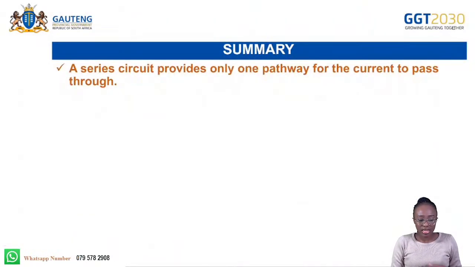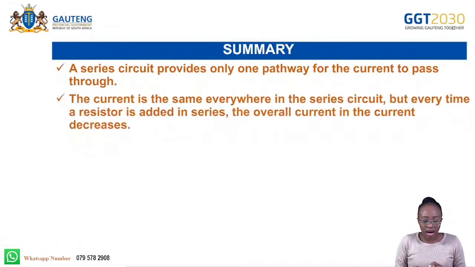We learned that a series circuit provides only one pathway for the current to pass through. So the current is going to pass through each and every component that is in that series circuit. And the current is the same everywhere in a series circuit. At any point in the series circuit, the current is exactly the same.